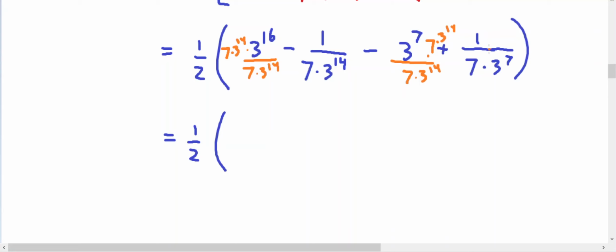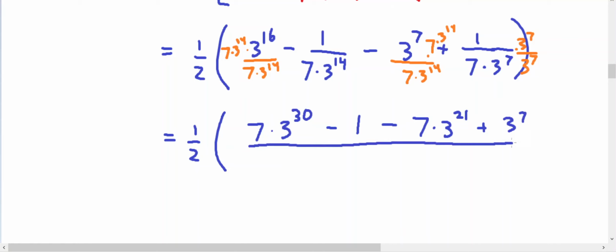And this one is almost all the way there. It has the 7, it has half of the 3's, but we need to give it 7 more 3's. So altogether, we have 7 times 3 to the 14 times 3 to the 16. That's 7 times 3 to the 30. Minus 1 from here. Minus 7 times 3 to the 21 plus 3 to the 7 all over 7 times 3 to the 14th as the common denominator.